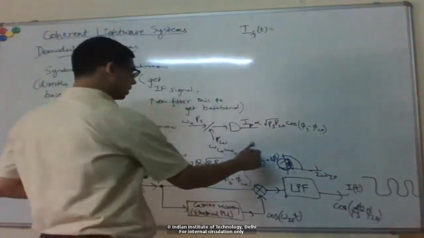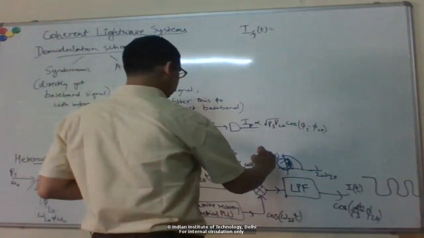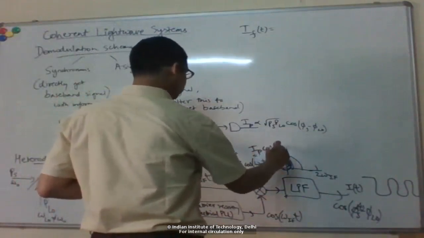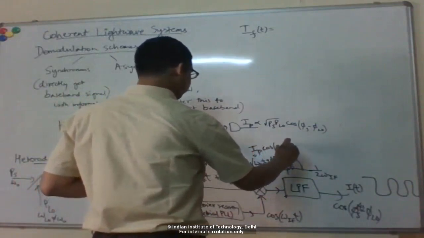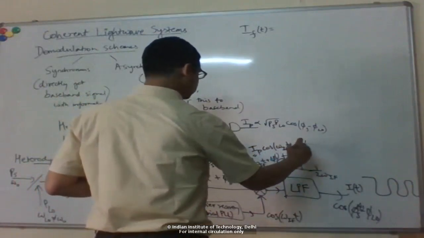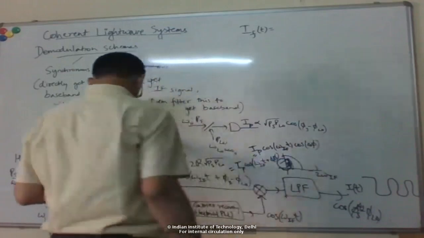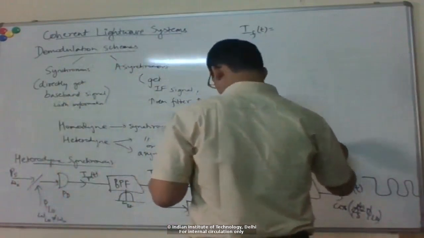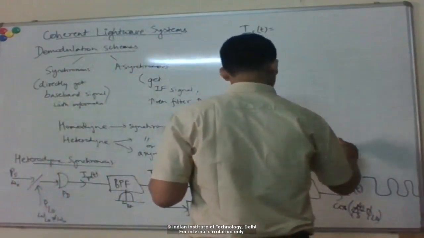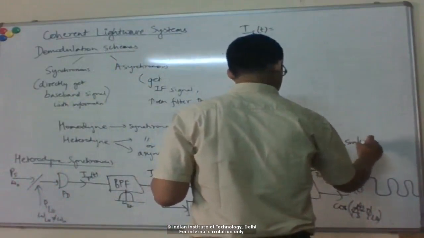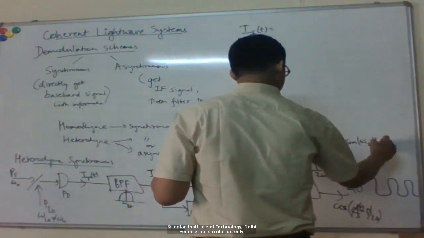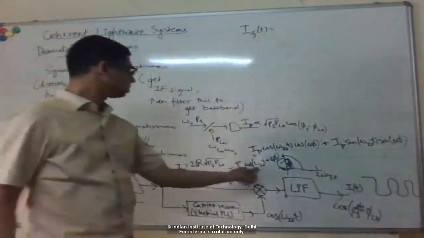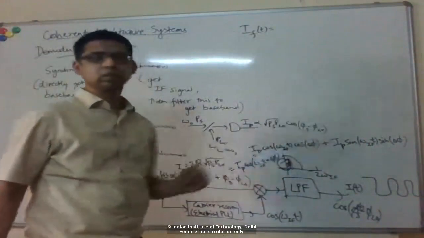Here I can use the cosine rule, so I can write it as IP cosine omega IF T cosine delta phi, plus IP sine omega IF T sine delta phi. I just use the cosine of A plus B rule here.